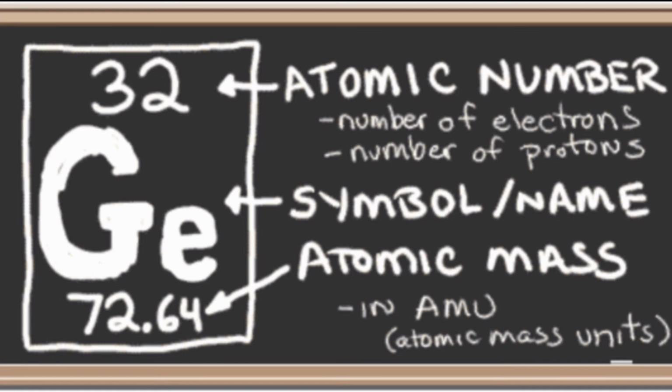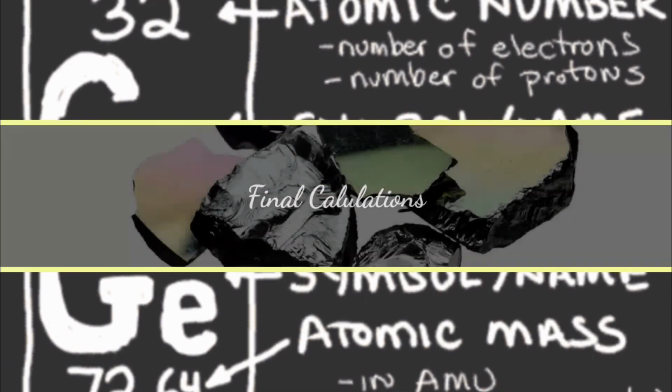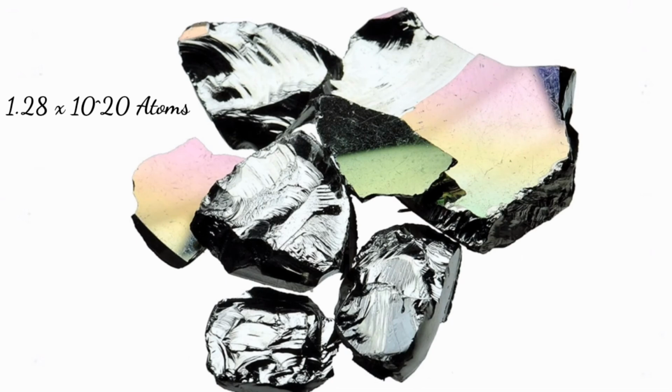When performing this calculation, we get a really complicated and long number, but if we round it off to the most significant digits, we're going to get 1.28 times 10 to the 20th atoms. So we have approximately 1.28 times 10 to the 20th atoms of germanium within the 15.4 milligram sample that we received, which is quite a lot.